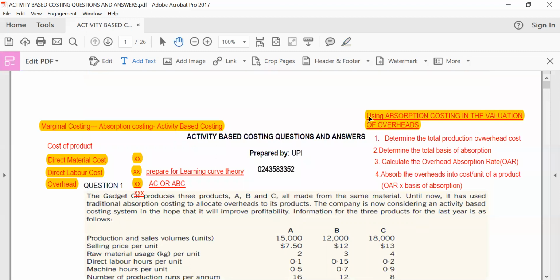No student can ever be good in valuation of overheads using activity-based costing or absorption costing if he or she does not know the steps. So if you really want to be good, please know the steps. I've stated clearly that in passing performance management, you really have to master and know your stuff, not a shallow understanding. It should be a detailed understanding. So do not take things at face value.